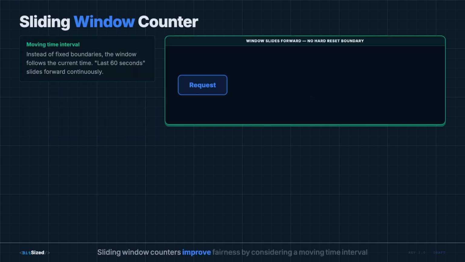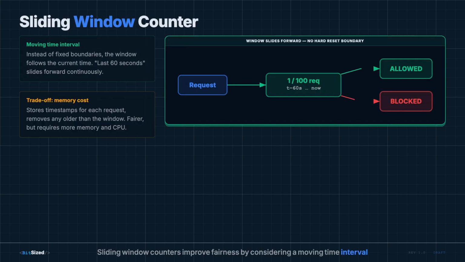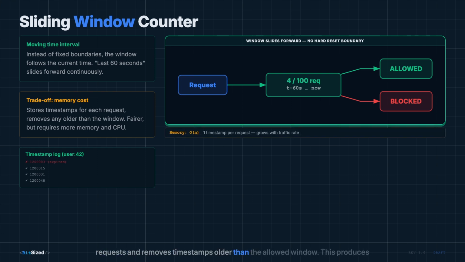Sliding window counters improve fairness by considering a moving time interval instead of fixed boundaries. One implementation stores timestamps for recent requests and removes timestamps older than the allowed window. This produces much smoother limits, but requires more memory and computation.